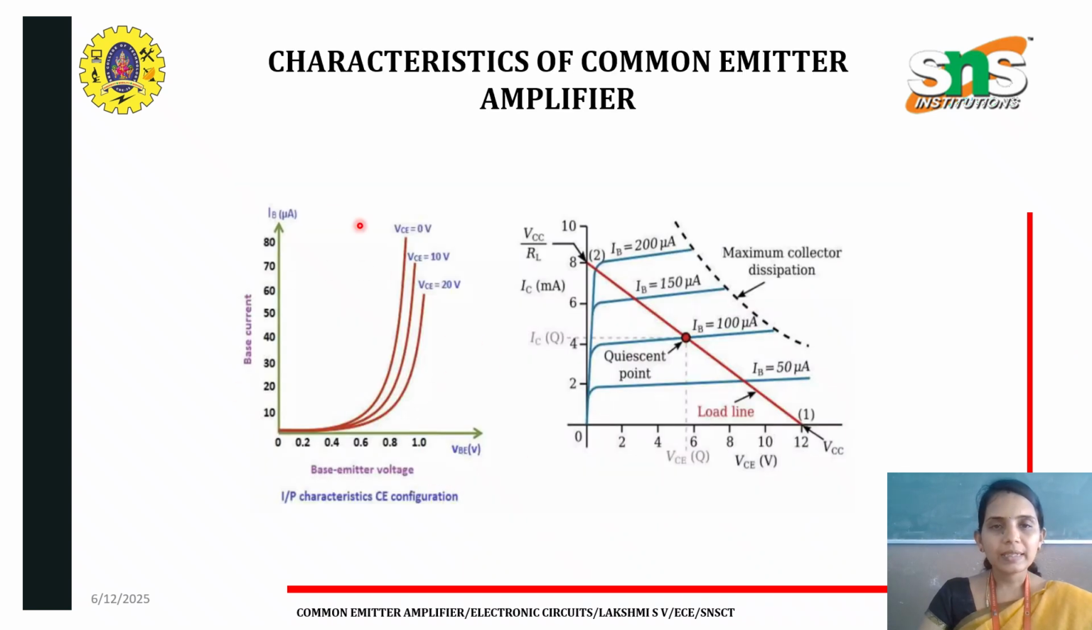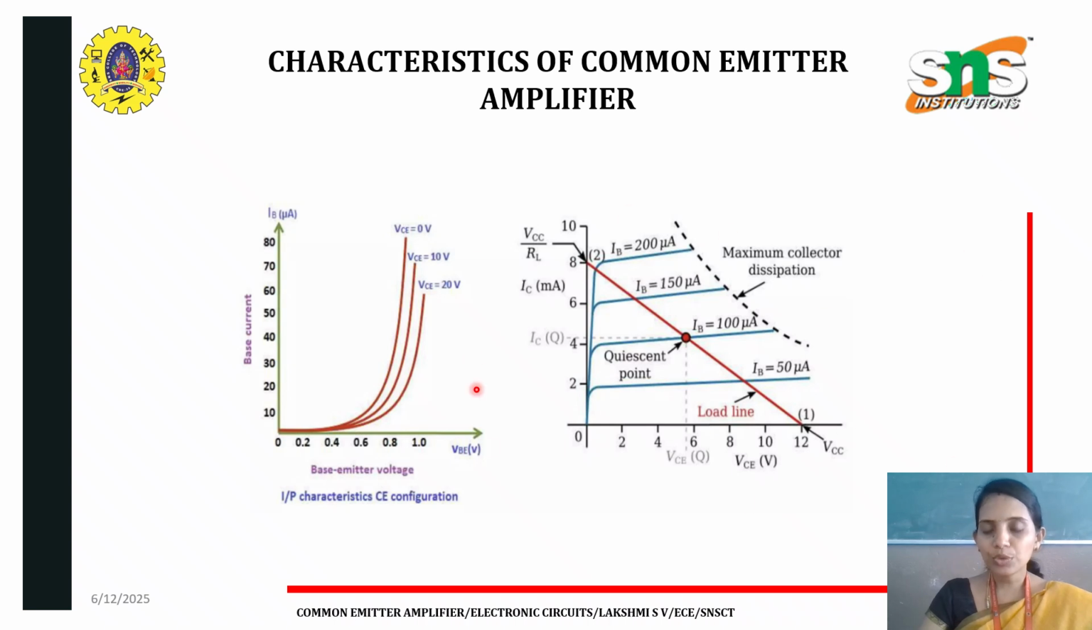These are the characteristics of the common emitter amplifier, input and output characteristics. From this graph, it is understood that for the input characteristics, that is IB versus VB, input current versus input voltage, you could see that after the threshold voltage of 0.2, there is an increase in the current at different values of collector emitter voltage, for 0, 10 and 20 volts. This is the threshold point.